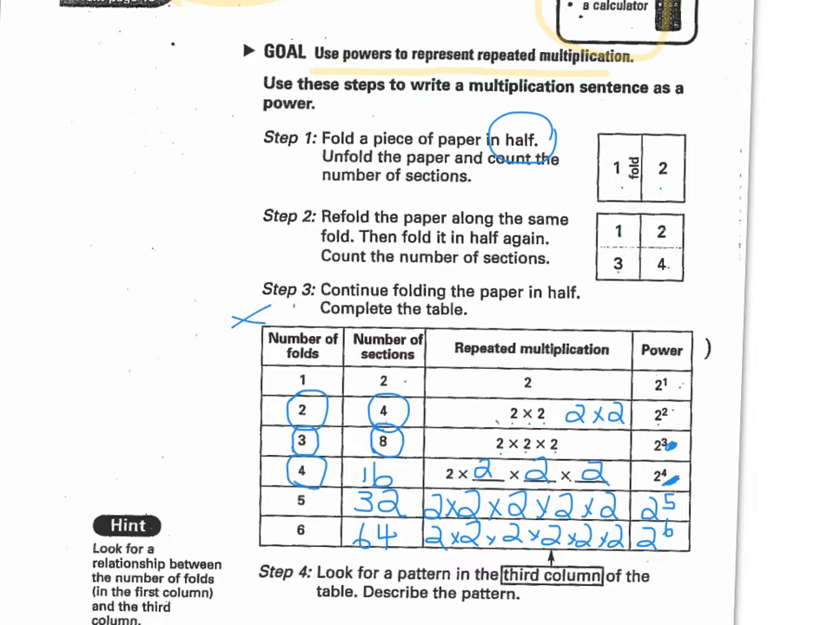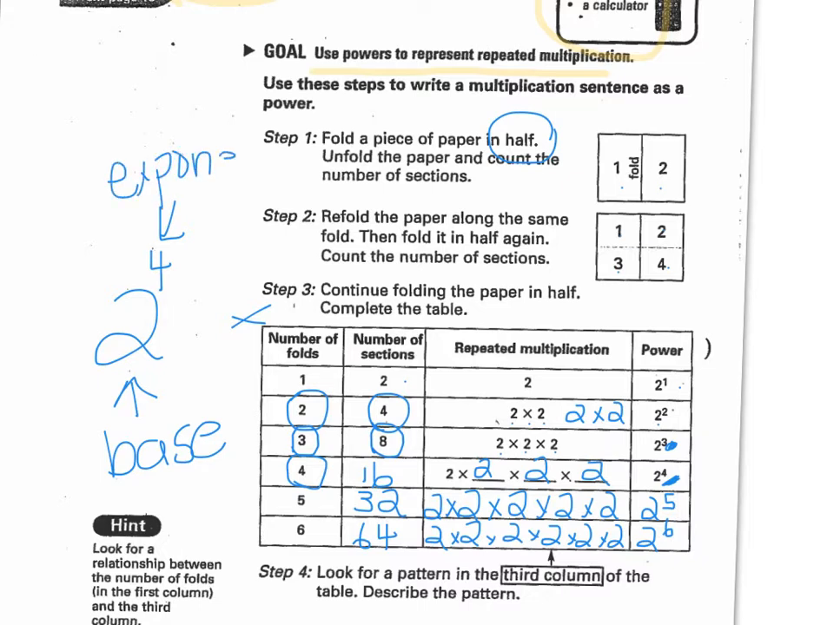In math, the number we keep multiplying is called the base. This, the power, is the exponent.